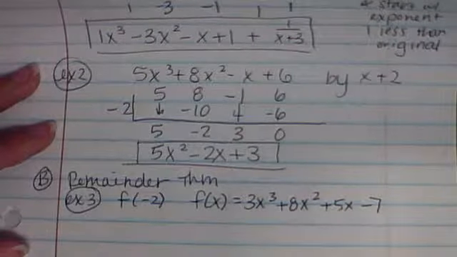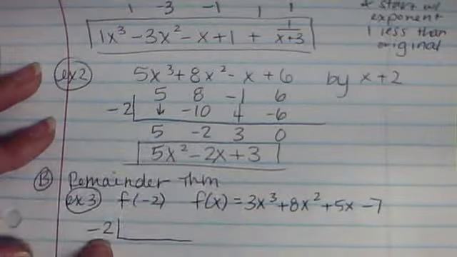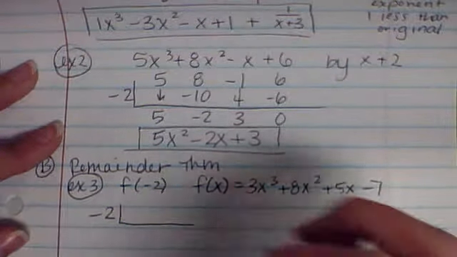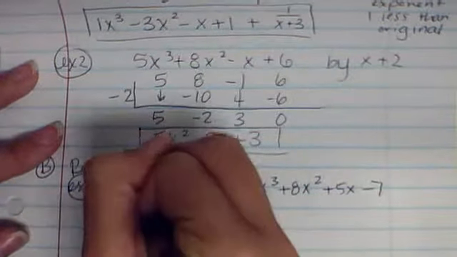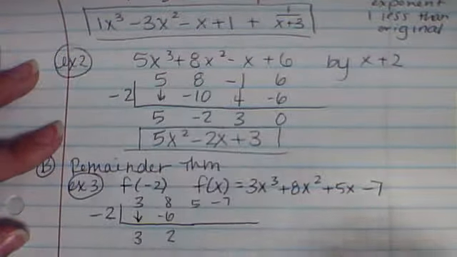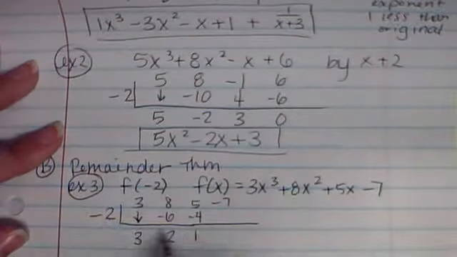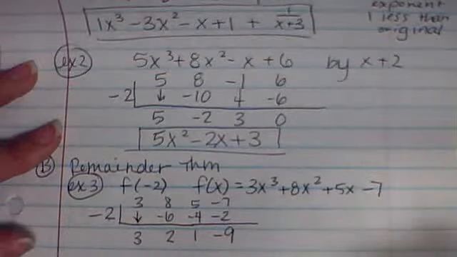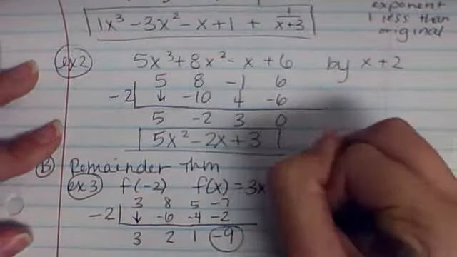To do that, we're going to use synthetic division. We're going to put this out front, and we do not reverse the sign when we're doing the remainder theorem. So we're going to leave it as -2. We're going to write out like normal 3, 8, 5, and -7. And we're going to follow through our synthetic division. So 3 times -2 is -6. 8 and -6 makes 2. 2 times -2 is -4. 5 plus -4 is 1. 1 times -2 is -2. And -7 plus -2 makes -9. And my answer then is just my remainder. So f of -2 then is -9.